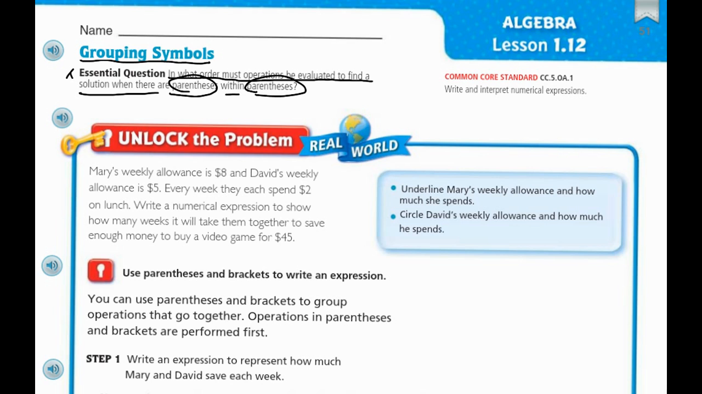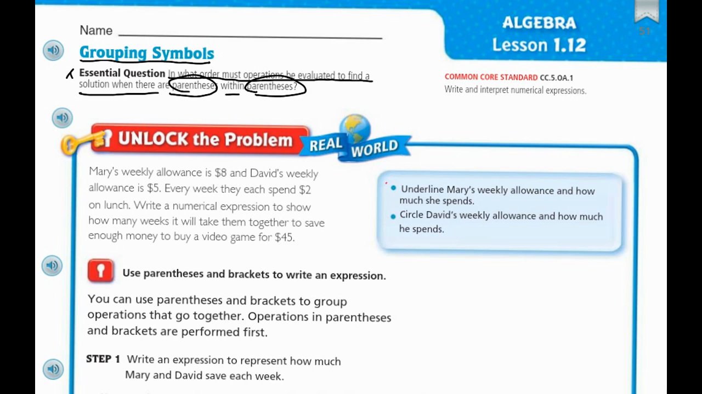Mary's weekly allowance is $8, and David's weekly allowance is $5. Every week, they each spend $2 on lunch. Write a numerical expression to show how many weeks it will take them together to save enough money to buy a video game for $45.